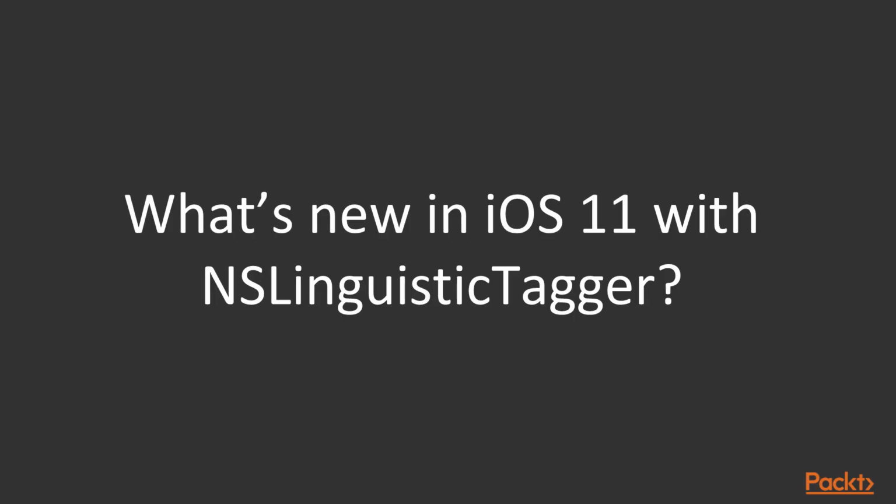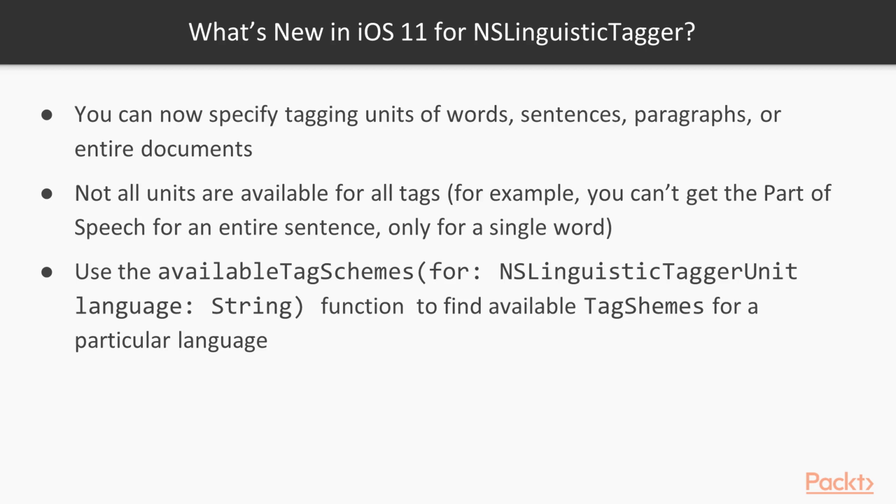So what's new in iOS 11 with NSLinguisticTagger? Well, you can now specify tagging units of words, sentences, paragraphs, or entire documents. Before iOS 11, it was limited to words only. So now you have a little more breadth of what you can actually have things tagged as far as groupings of units. Now, not all units are available for all tags. For example, you can't get a part of speech for an entire sentence, it has to be a single word.